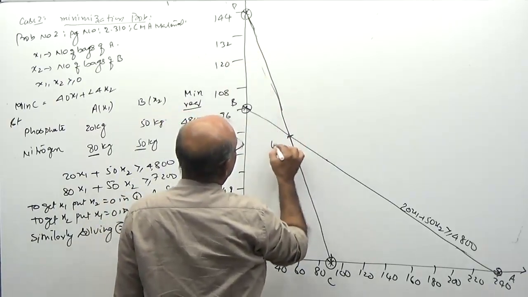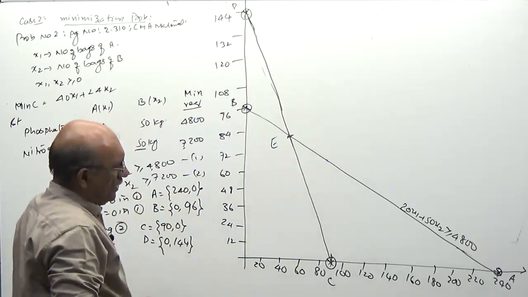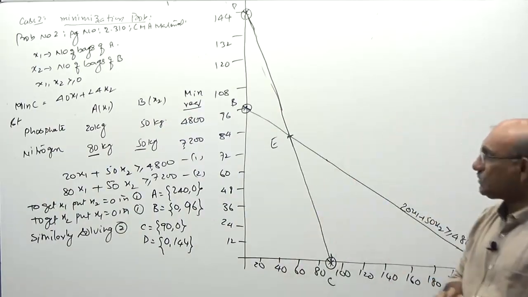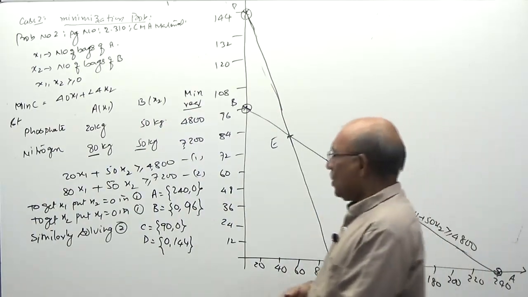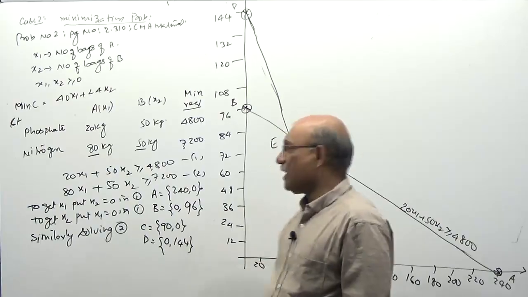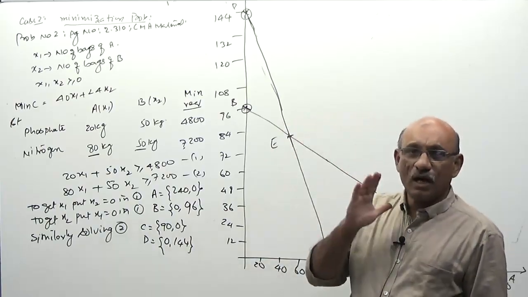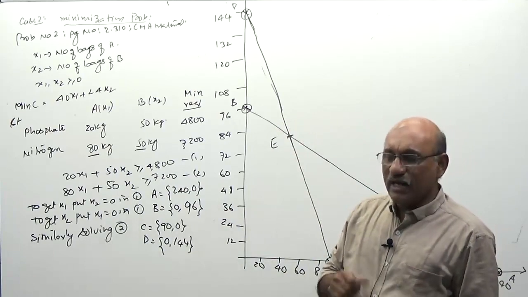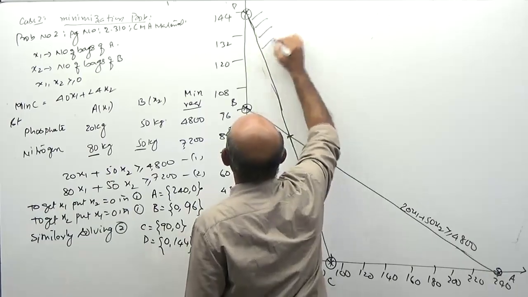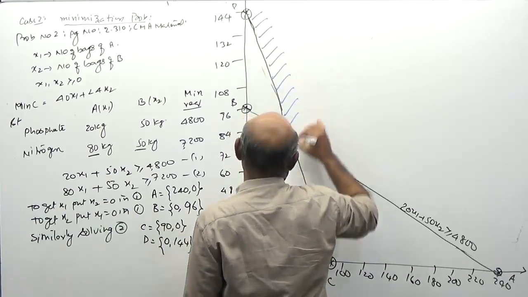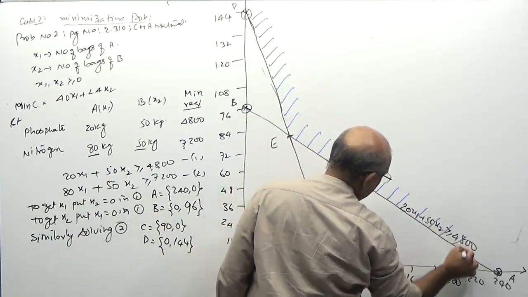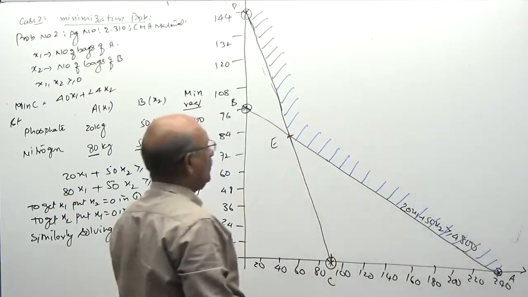This is the point of intersection E. Now once again, identify the common portion and shade it. Your inequalities are greater than or equal to. Therefore, you have to shade above the line, and the common portion. So this is the solution area to the given problem.